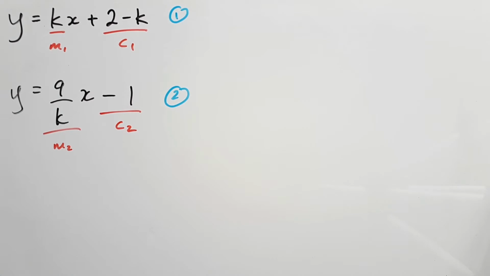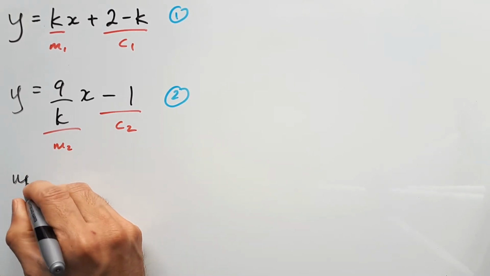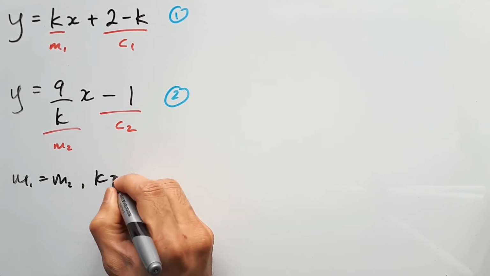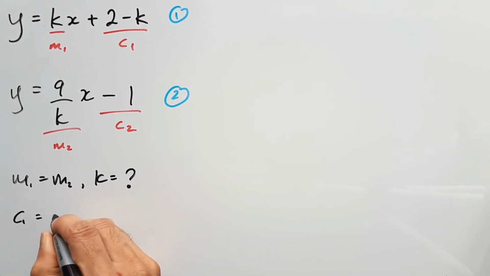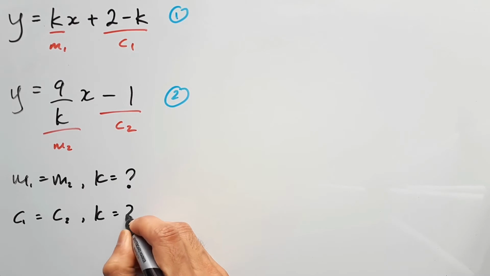Depending on what you put for the value of k, the lines could end up being parallel, coincident, or intersecting with each other. The easiest way to go about doing this is to find out what values of k will cause the gradients to match, and what values of k would cause the y-intercepts to match.